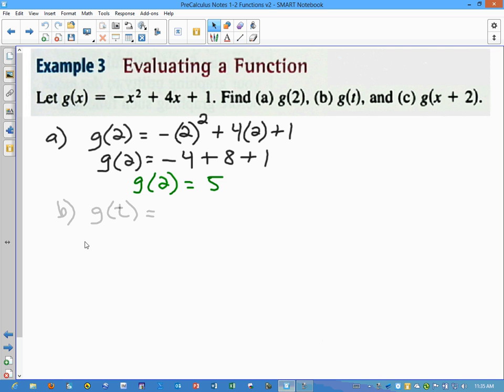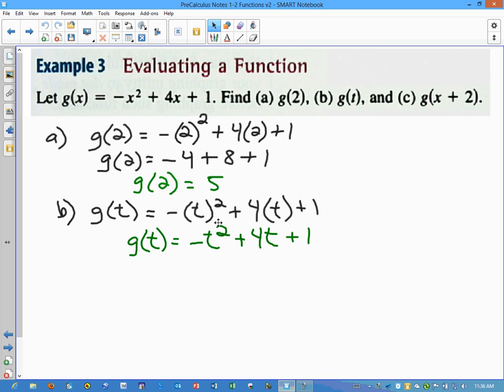All right, for the next one, we have g of t, which is just a change in variables. But again, you should get into the habit of any time you substitute, use the parentheses. So it's negative t quantity squared plus 4t plus 1. So g of t is, notice we square it first, then we make it negative. So it's negative t squared plus 4t plus 1. That can't be simplified anymore because you can't combine any like terms.